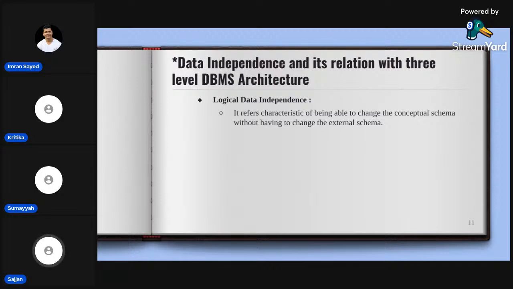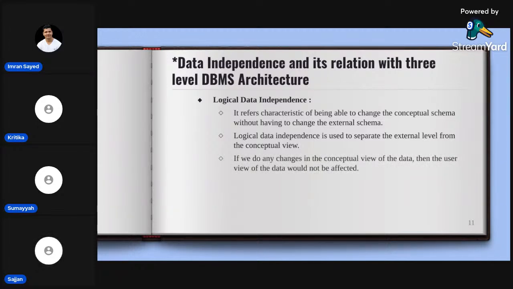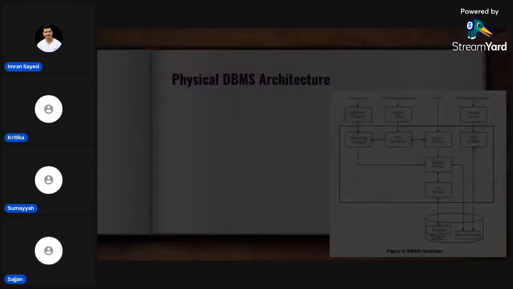Logical data independence defines the characteristic of being able to change the conceptual schema without having to change the external schema. Logical data independence is used to separate the external level from the conceptual view. If we do any change in the conceptual view of data, then the user view of the data would not be affected. Logical data independence occurs at the user interface level.